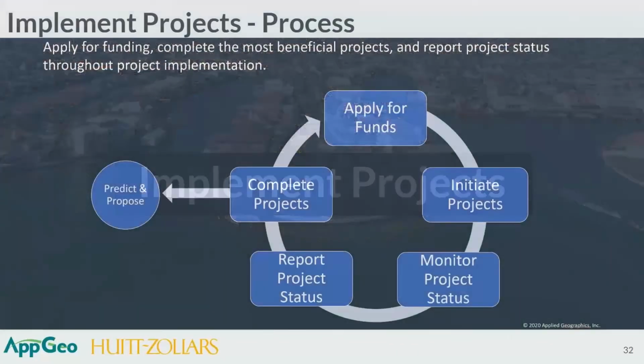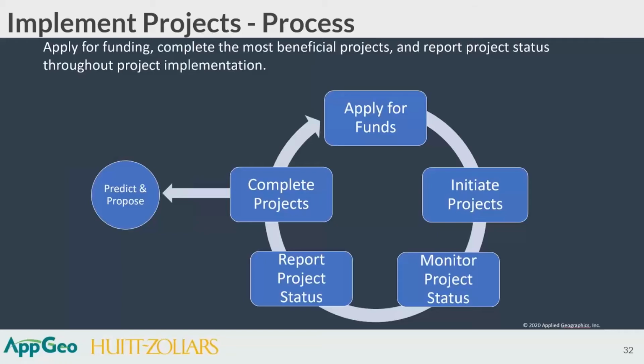And in the implement projects process, you'll do things like apply for funds, initiate your projects, monitor your project status, report on project status, and complete projects, ultimately providing information back to your predict and propose stage to update your data and your models reflecting completed projects.